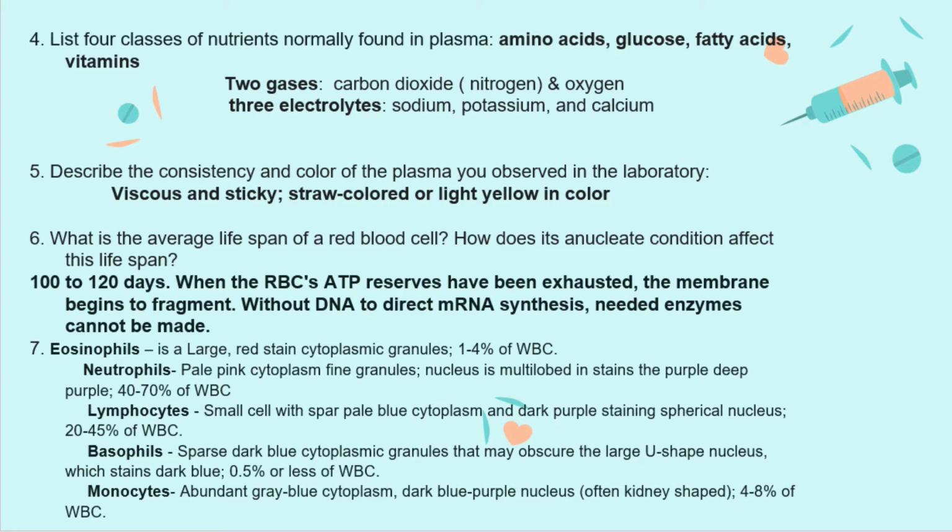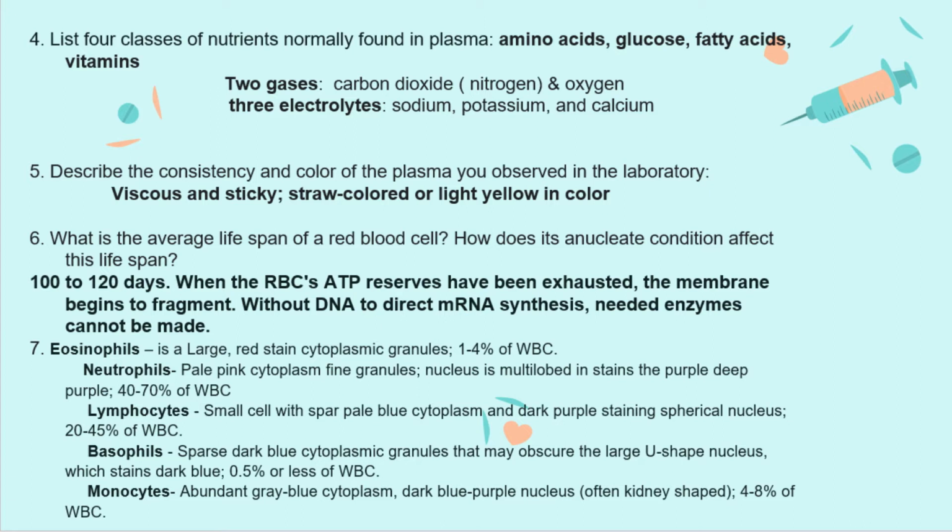Number 7. From memory, describe the structural characteristics of each of the following blood cell types as accurately as possible and note the percentage of each in an individual's total population of white blood cells. For eosinophils, it has large, red stained cytoplasmic granules. It is 1 to 4% of white blood cells.